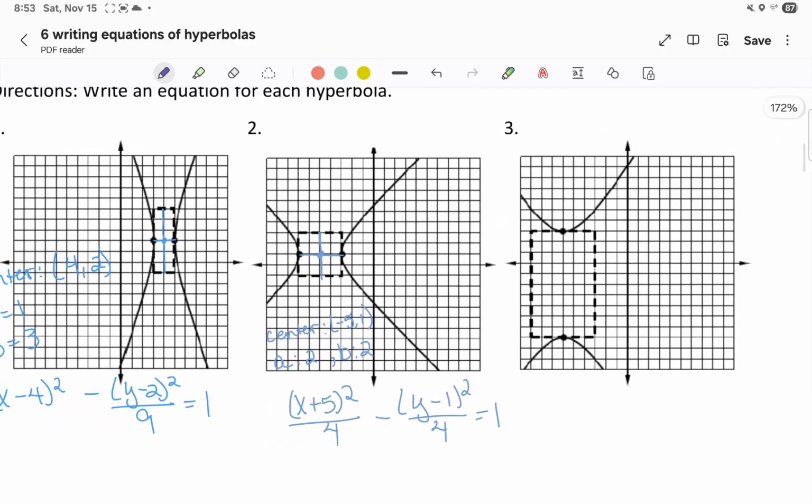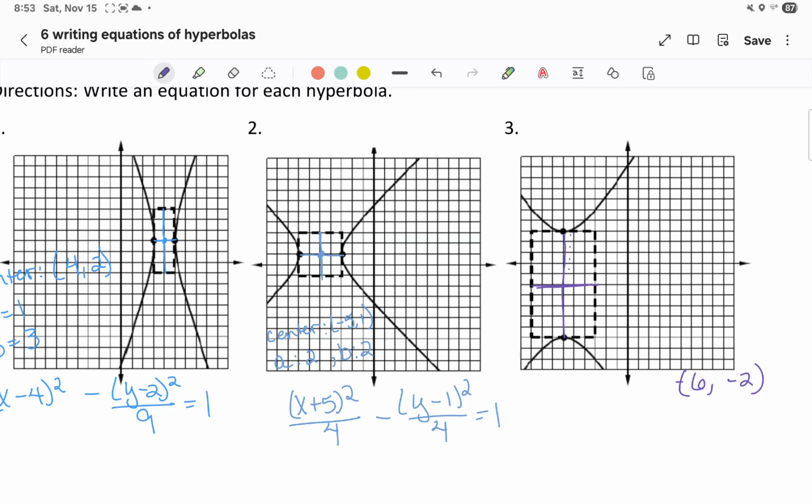Okay, so for number 3, that is vertical. So our transverse axis and our conjugate axis. So it looks like we have 1, 2, 3, 4, 5, and 1, 2, 3. So where they cross, our coordinates are, it looks like it is -6, -2.